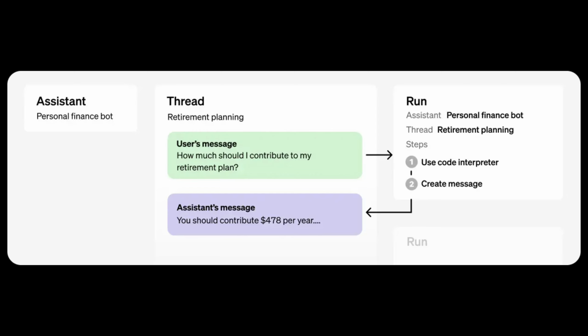Fourth object is Run. A run is an invocation of an assistant on a particular thread. So the assistant uses its configuration and the thread's messages to perform tasks by calling models and tools. As part of a run, the assistant appends messages to the thread. And fifth object is Run Step. It's a detailed list of steps that the assistant took as part of a run.